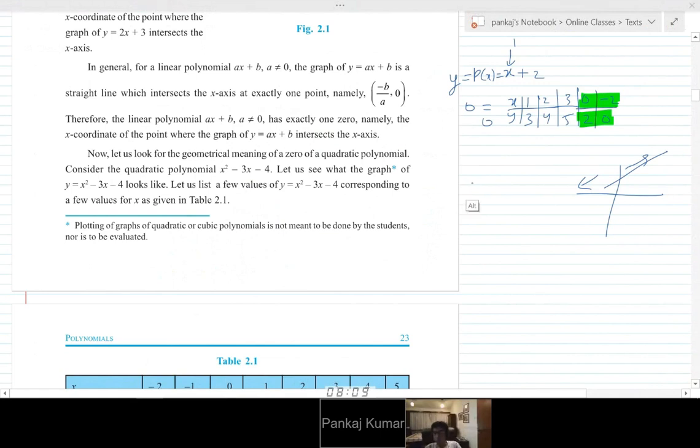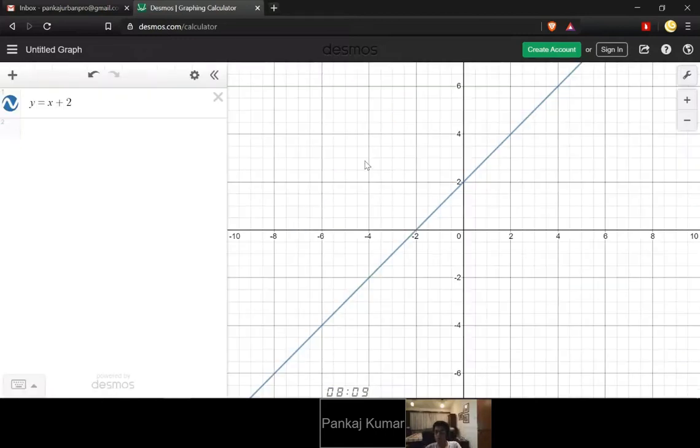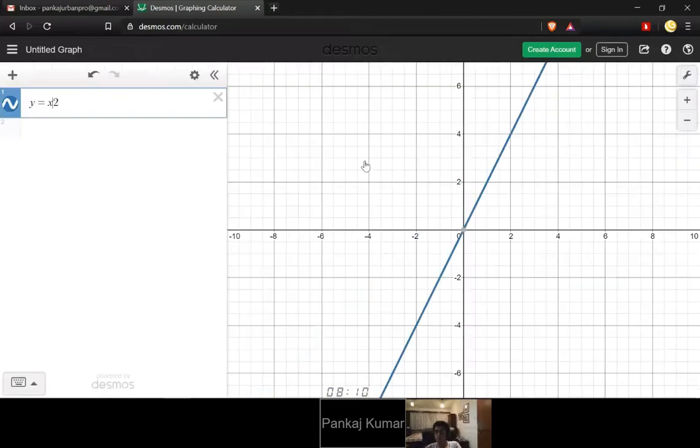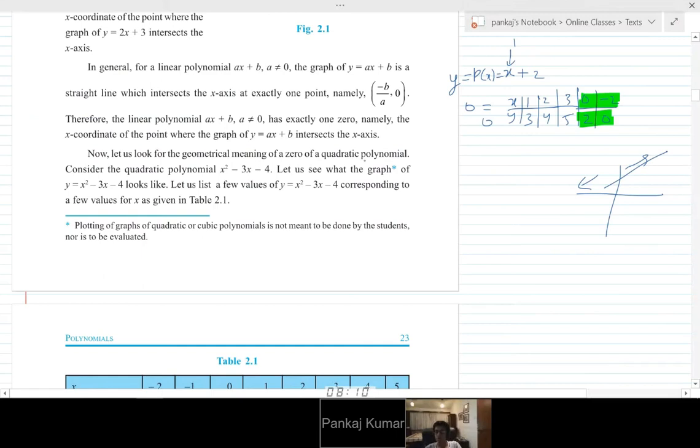Now just tell me, what is the graph of p(x) is equal to 2? Is this a polynomial? First tell me that. Okay, so a0 x^0, you remember? So this can be 2x to the power 0. So this is a polynomial. How do we make a graph of this?